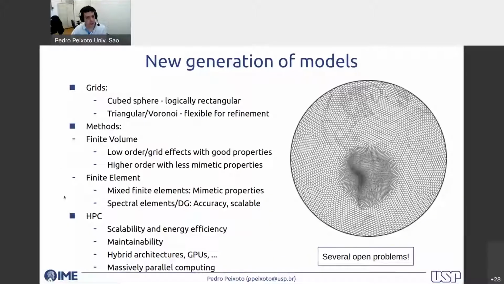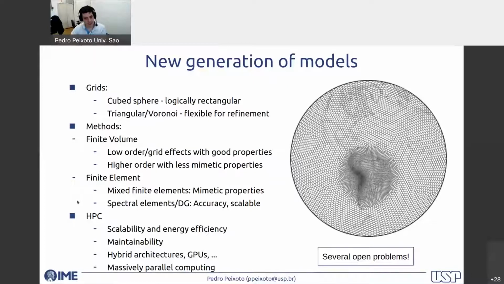Okay, and then there are 2 kinds of formulations that you would like to use in this. So when you go to these Voronoi grids, it's more attractive to use finite volume schemes. And then it depends on what you want to do with the finite volume, what kind of scheme you want. But typically you would want to use a finite volume scheme. And then on a cube sphere grid, it's more attractive to stick with finite element schemes, right?